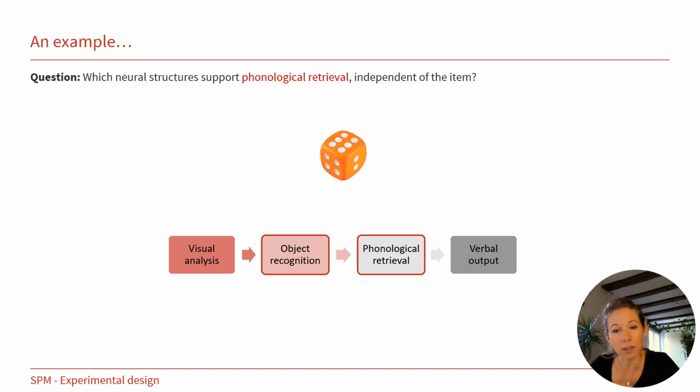I want to illustrate the conjunction rationale with this example. It's about a study where researchers were interested in the neural structure supporting phonological retrieval. For instance, here you see a dice.